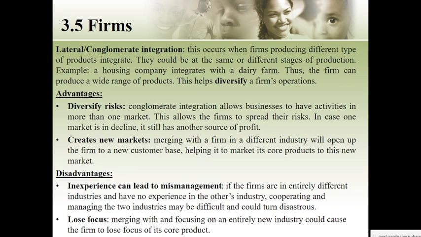The last one, the third type, is known as conglomerate integration or lateral. This occurs when firms producing different types of products integrate. They could be at the same or different stages of production. Example, a housing company integrates with a dairy firm. This would be known as conglomerate. Okay. Advantages: diversify risk, create new market. Disadvantages: inexperience can lead to mismanagement, and it could be the reason for losing focus.